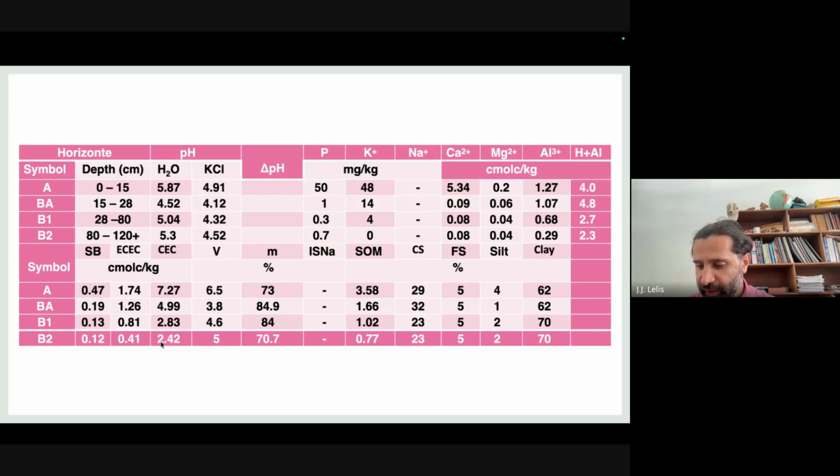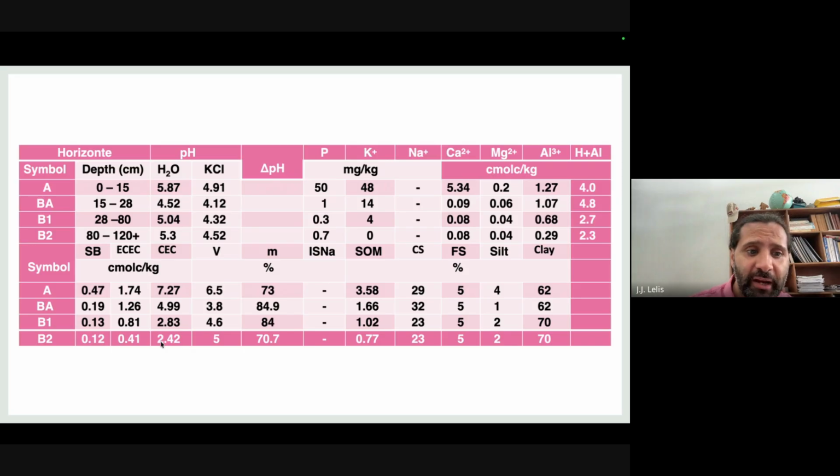2.42, if I divide this by 70, and then I multiply by 100, the result will be 3.45. 3.45 is quite low, guys. And of course, it's lower than 16. So yes, the B2 horizon fits the criteria for the oxic horizon.